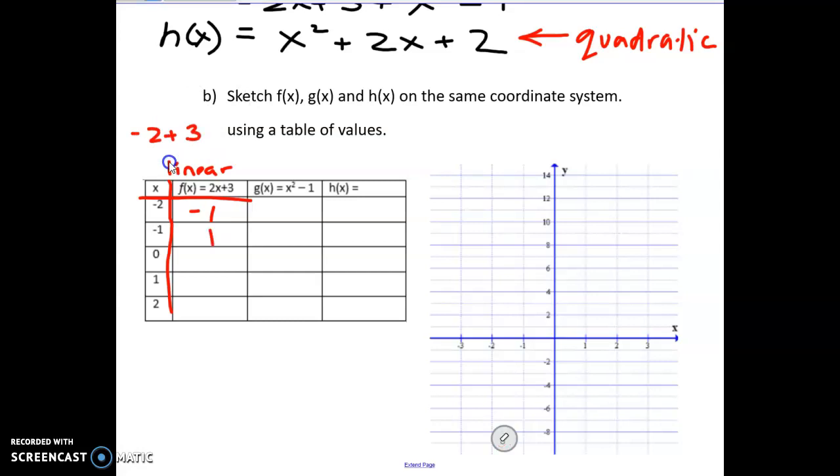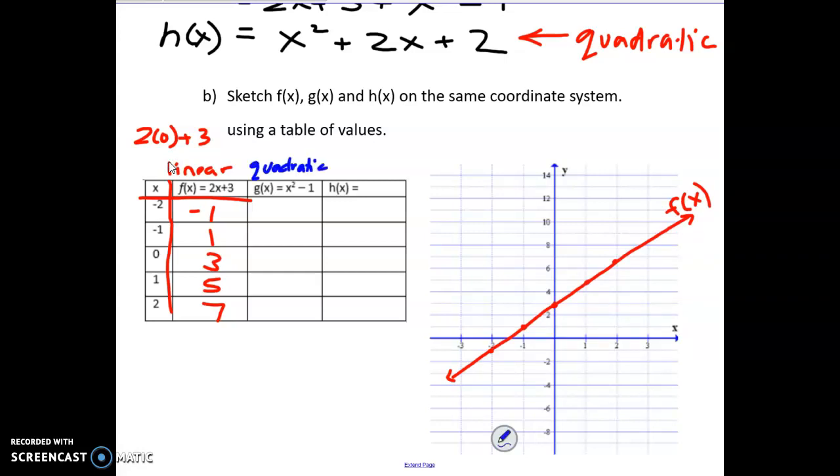Then we keep going. The next point, when I plug in 0, we have 2 times 0 plus 3, which is going to be just 3. And then I'm hoping that we can see the pattern, because if it's linear, that means it's going to be a constant rate of change, so it's going to constantly go up by the same amount. So after 3 would come 5, and after 5 would come 7. And then we can go ahead and graph this line on our grid. So f of x should look something like that.